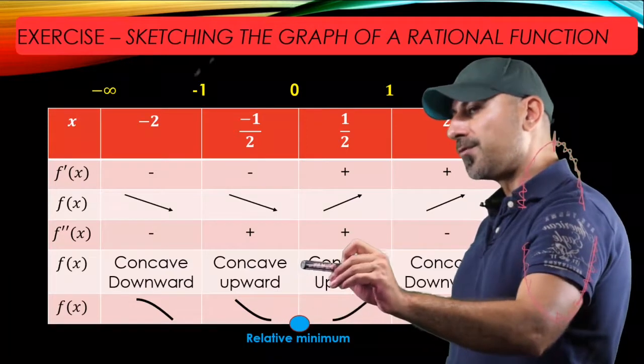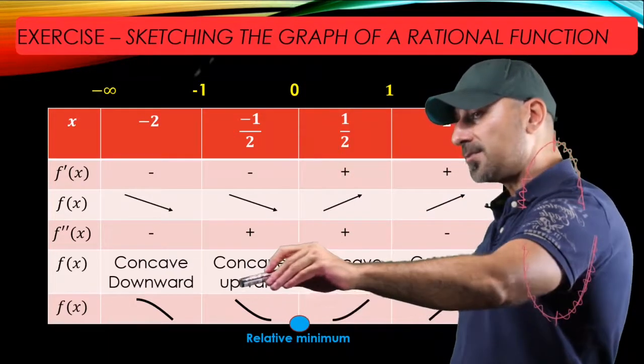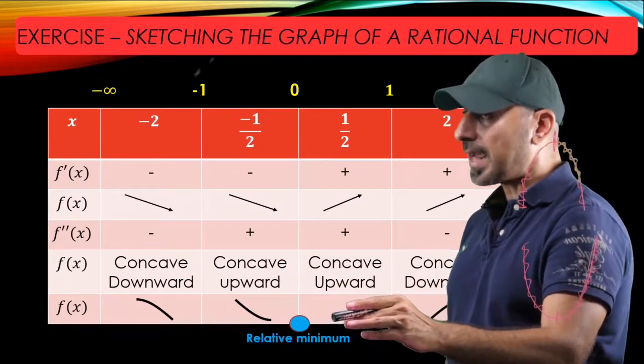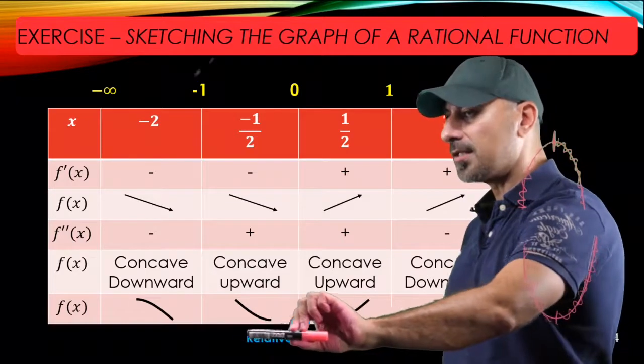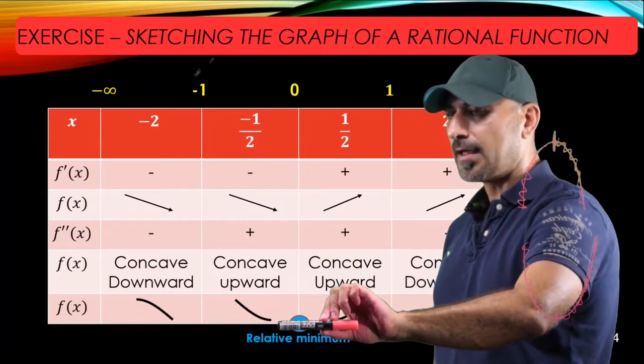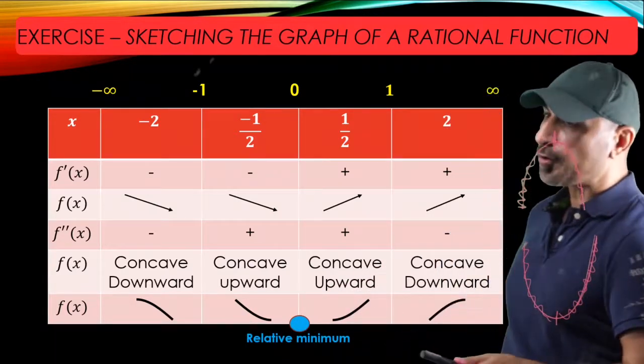However, for this point here, which is a critical point, 0, right? So the function keeps decreasing. It's concave upward. It's still upward, but it turns back up. So that means the graph of the function is going to be flat at this point. It's going to make a dip and then turn back up, right? So then we should have a relative minimum over there.